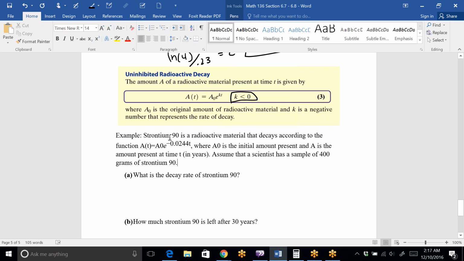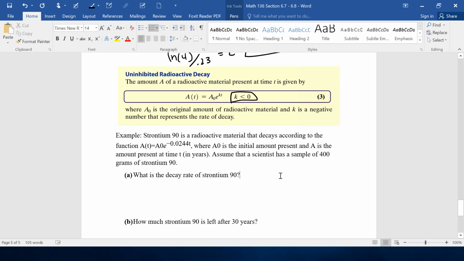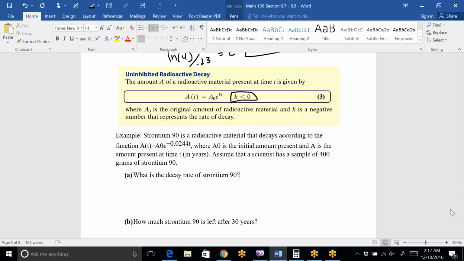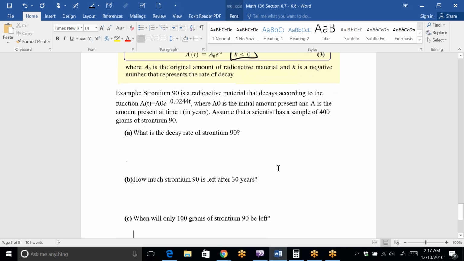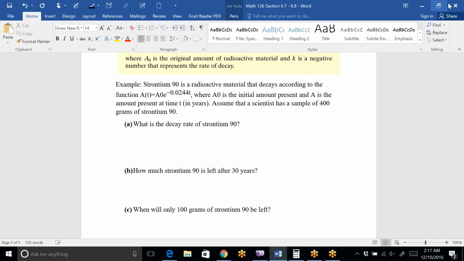So here's the example. Strontium-90 is a radioactive material that decays according to the function A(t) = A sub 0 e^(-0.0244t), where we know that A sub 0 is how much you started with, A is the amount present at this current time, and right now a scientist has a sample of 400 grams of that strontium. So what is the decay rate?